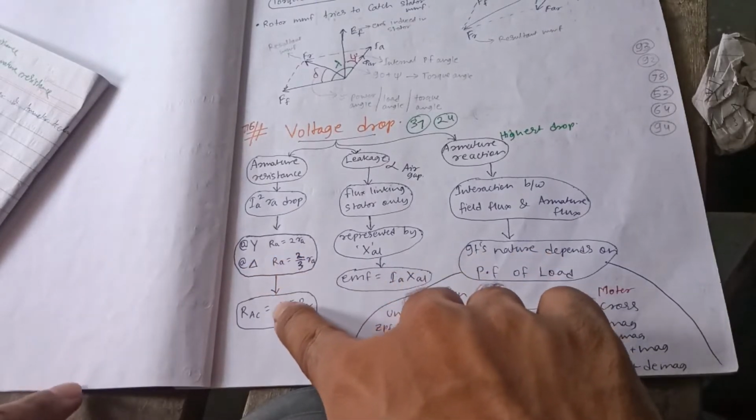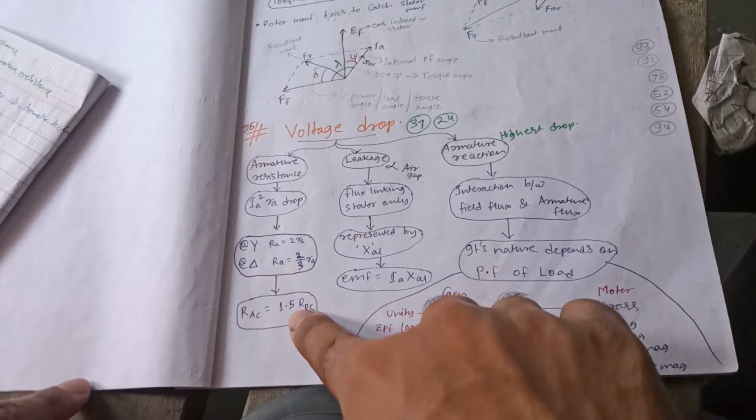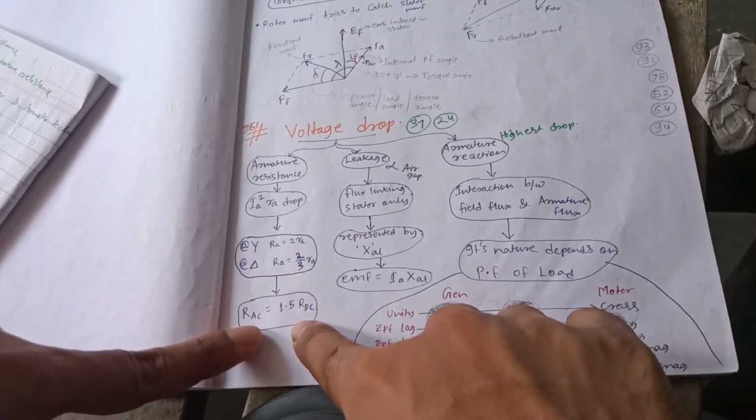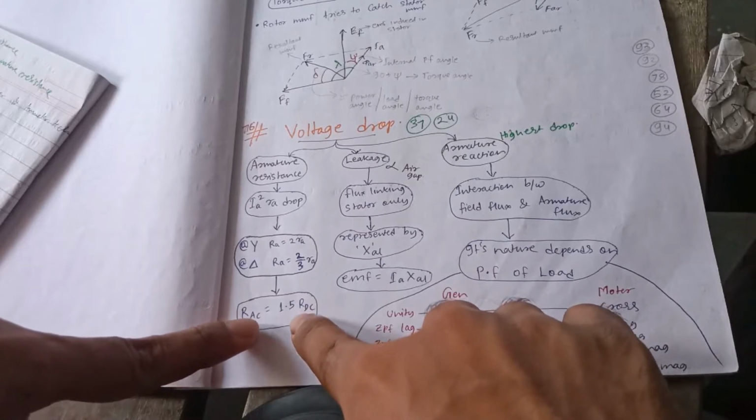We know that AC resistance is more than the DC resistance because of the skin effect. Due to the skin effect in AC, RAC is equal to 1.5 RDC.